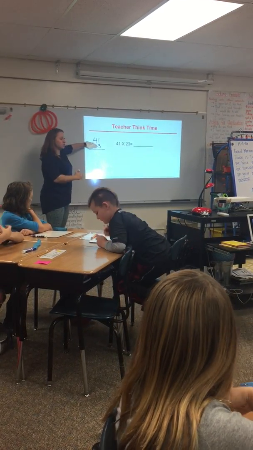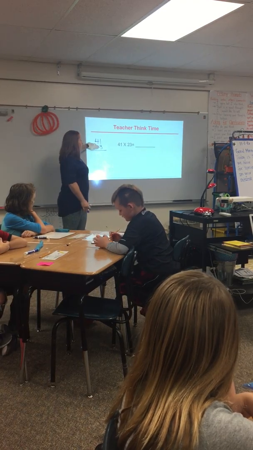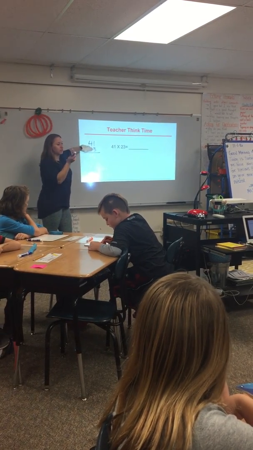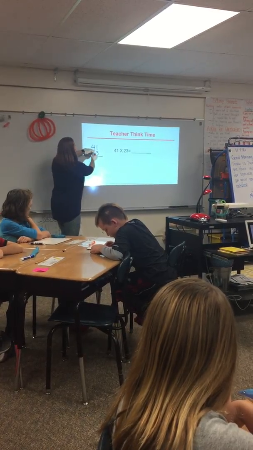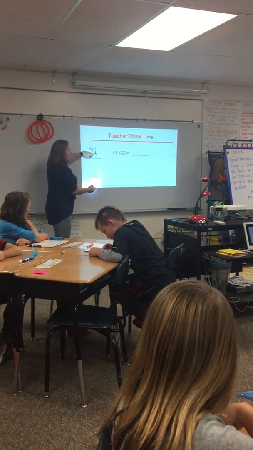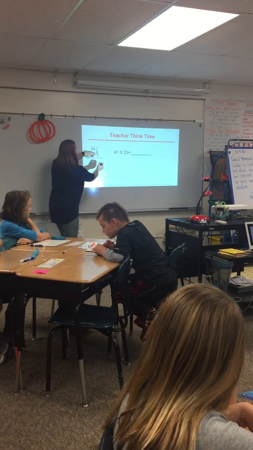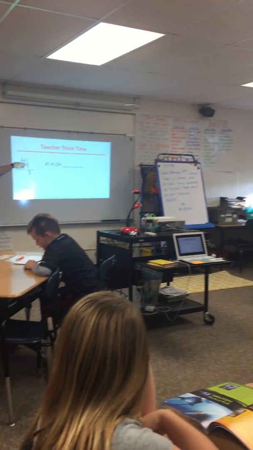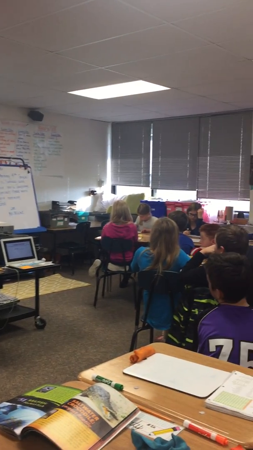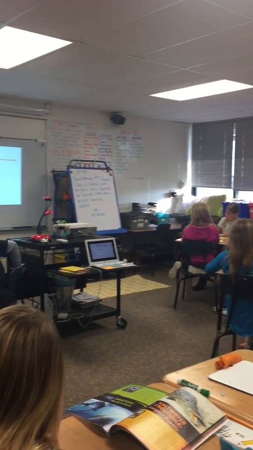I can cover this 2 and pretend that 2 isn't even there and solve this just like I would a 2-by-1 problem. I know in a 2-by-1 I'd start with my 3 times 1. And I know that 3 times 1 is 3. Then, just like in a 2-by-1, 3 times 4 gives me 12.